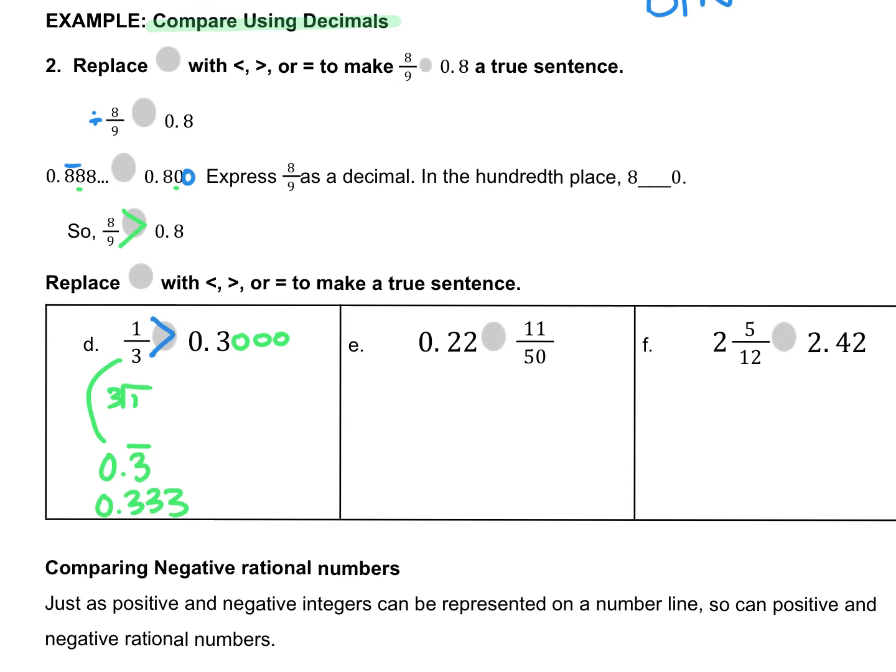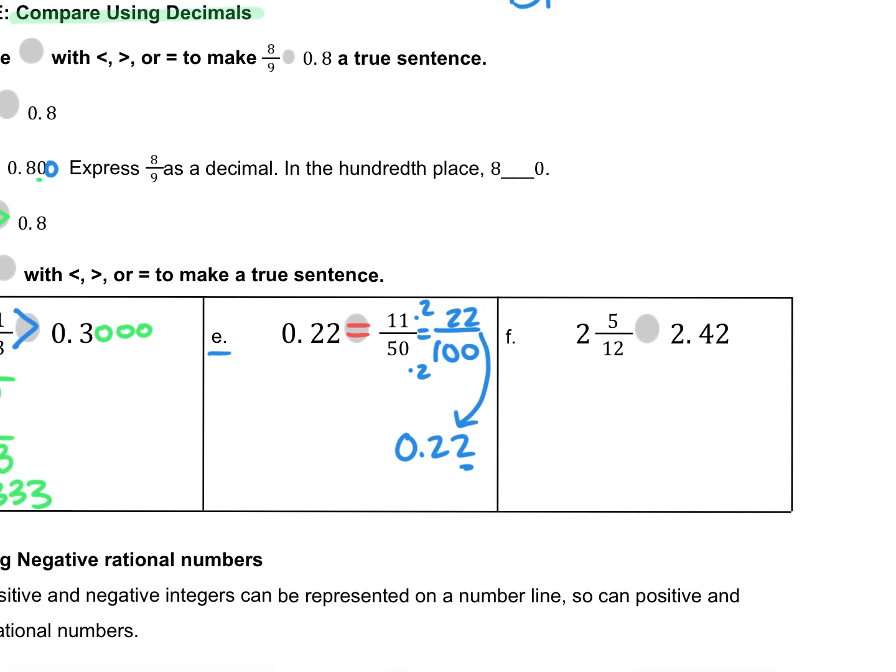For this next one, I could divide 11 divided by 50, or I could change it to that common denominator of 100 by multiplying by 2. So then I get 22 hundredths. I write what I read it as, 22 hundredths in the hundredths place. So I see that those are actually equal rational numbers.